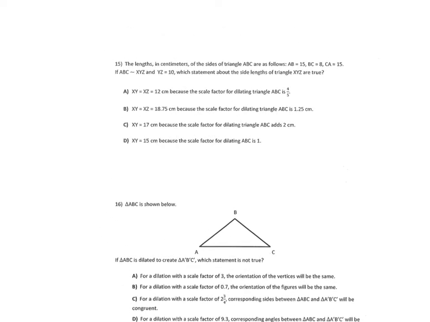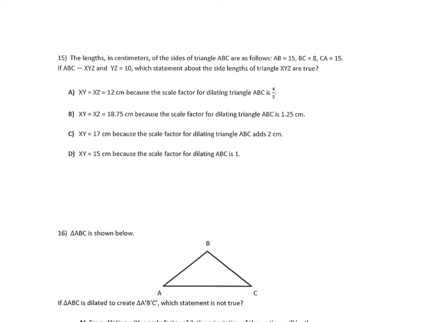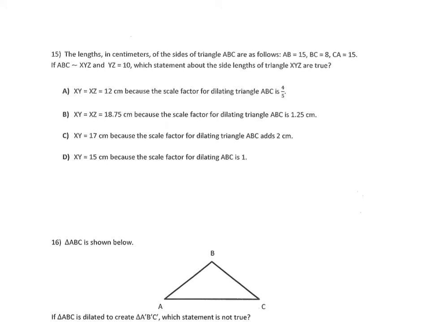Almost done. So number 15, the lengths in centimeters of the sides of triangle ABC are as follows. AB is 15, BC is 8, and CA is 15. So if ABC is similar to XYZ and YZ is 10, which statement about the side lengths of triangle XYZ are true?